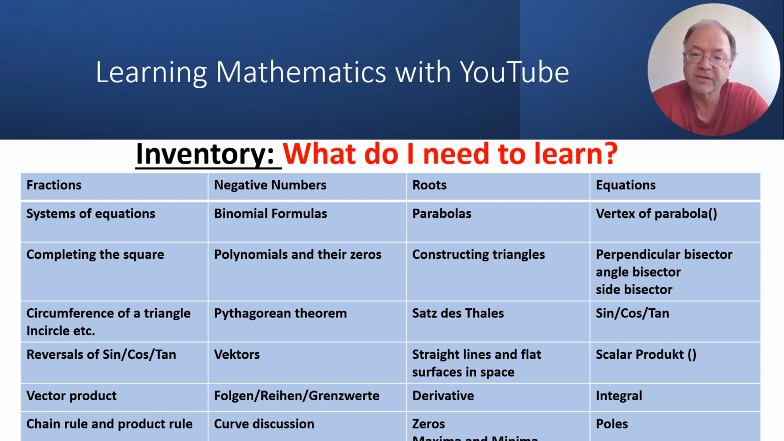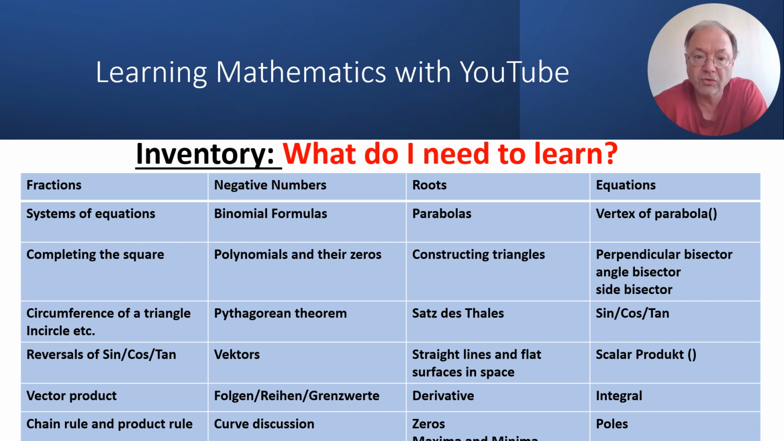parabolas, vertex of a parabola, that means the lowest point if a parabola goes like this, or the highest one if it goes like this. Completing the square, that's a trick that helps you solve a quadratic equation. Also, these quadratic formulas, they are derived by completing the square. But it's helpful to know the scheme for itself.